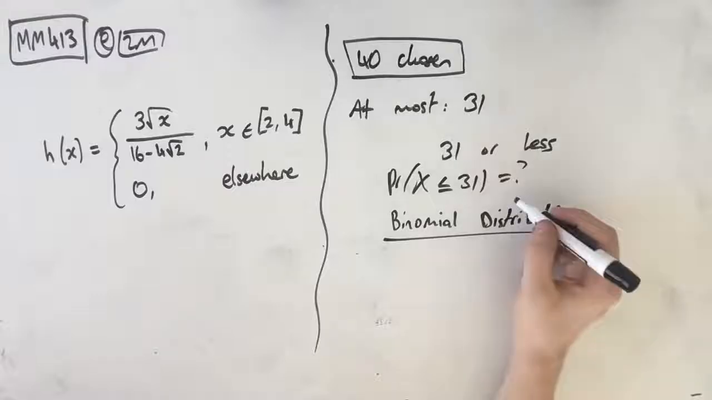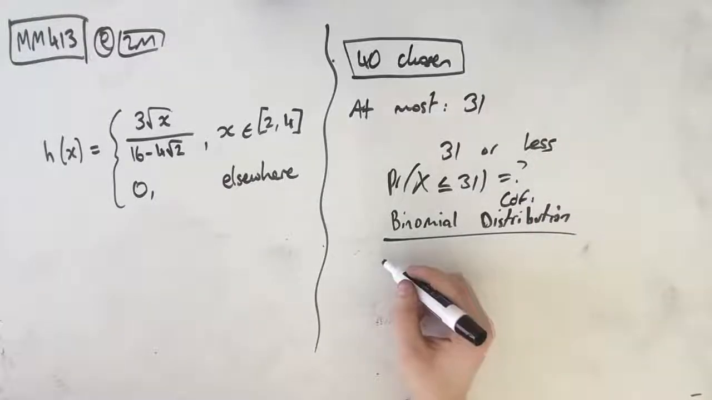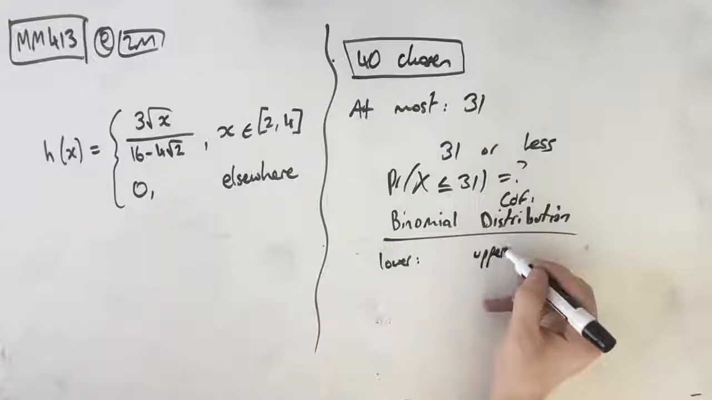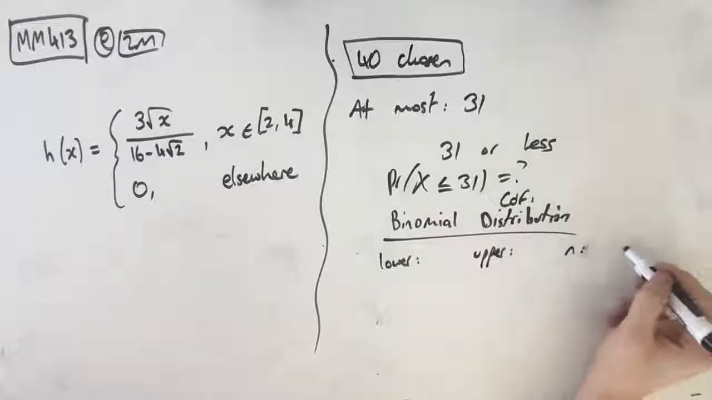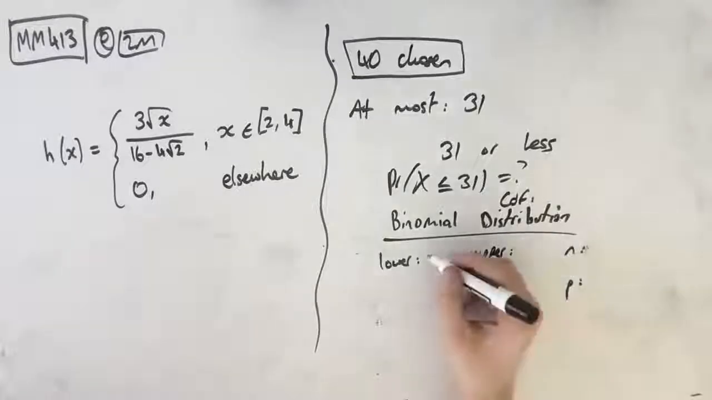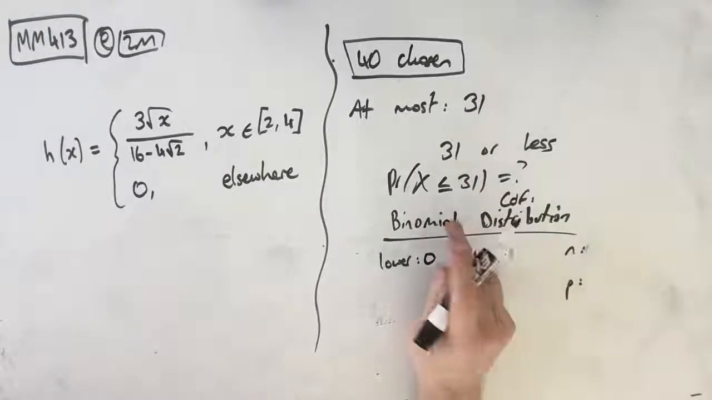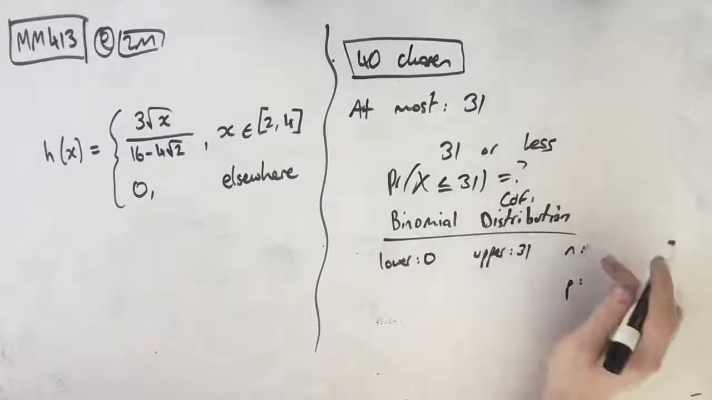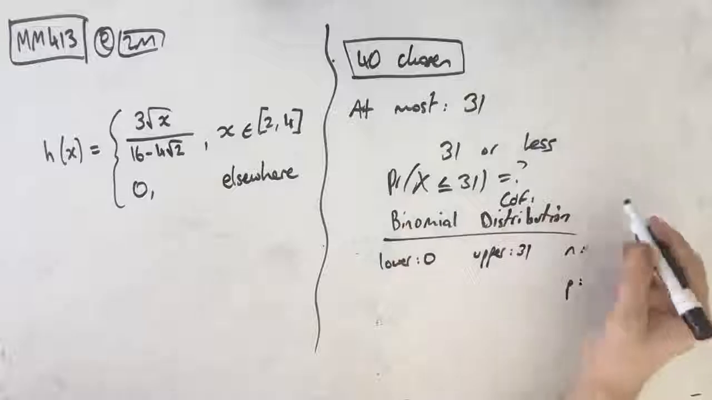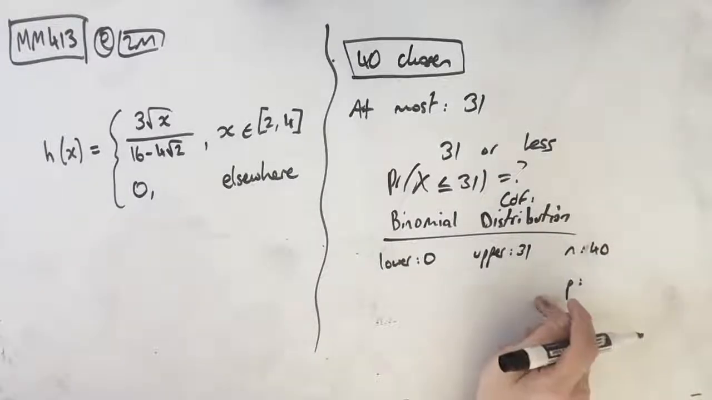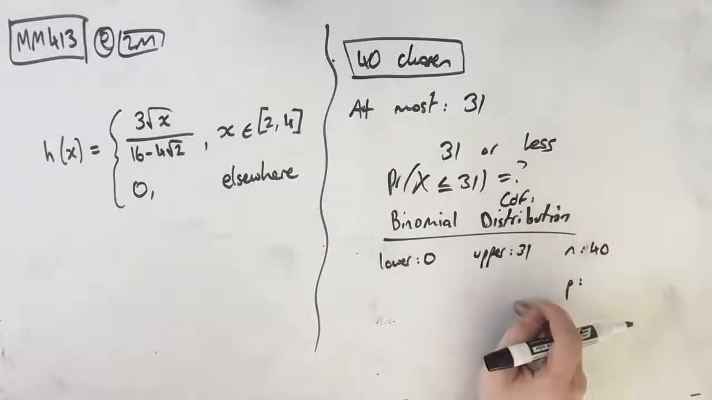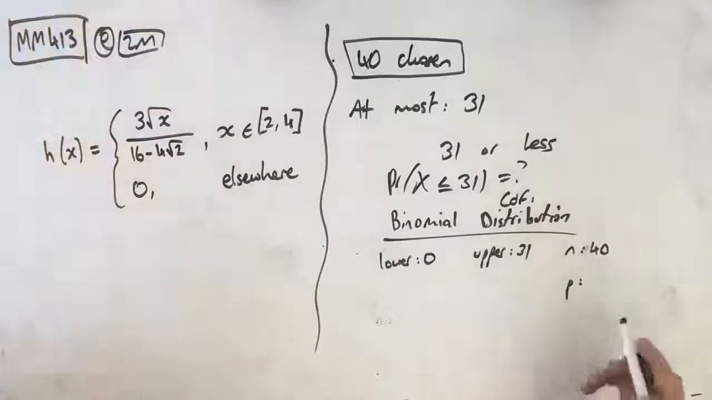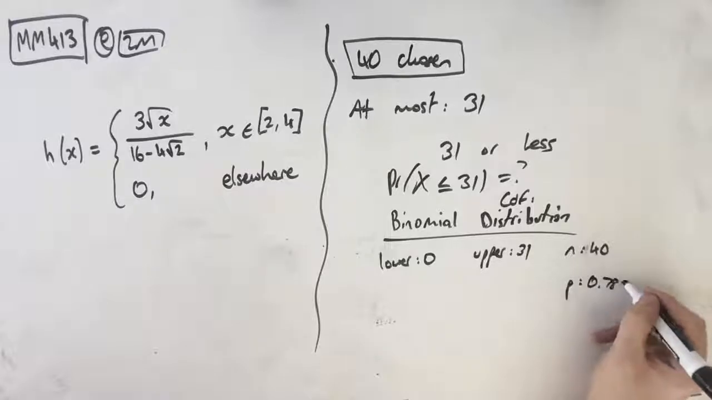So, we know that we're going to pull up our binomial CDF, and what we're going to get asked for is four things: lower, upper, N and P. Our lower is going to be 0, right? Because we can have everything less than 31. Our upper is going to be 31. N is going to be 40, because we have 40 chosen. And P is going to be our chance that any given hive is more than 2.5 kilograms. And in part C, we found that to be 0.7826.